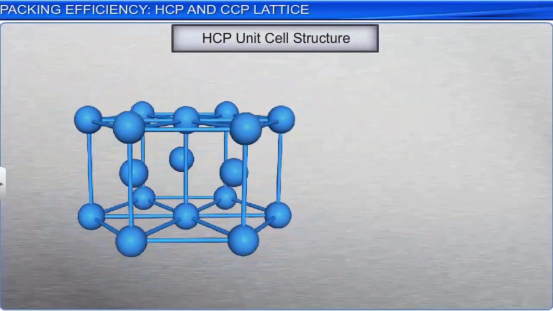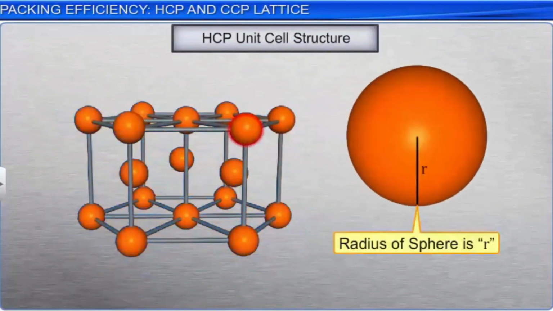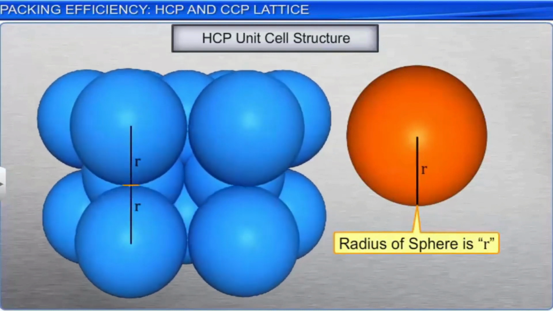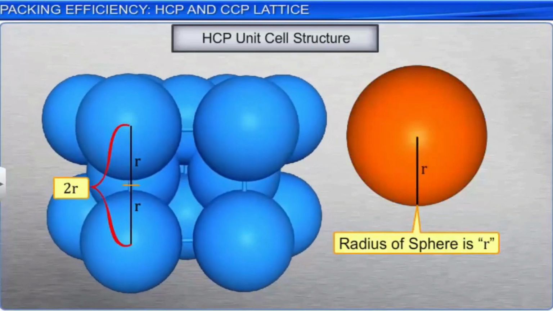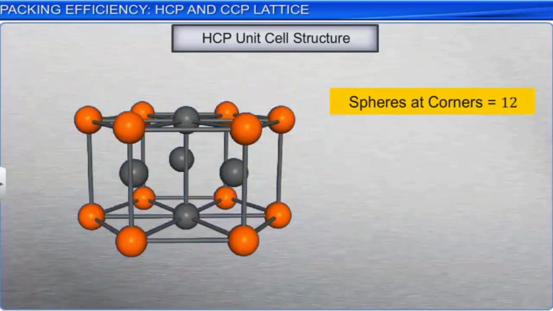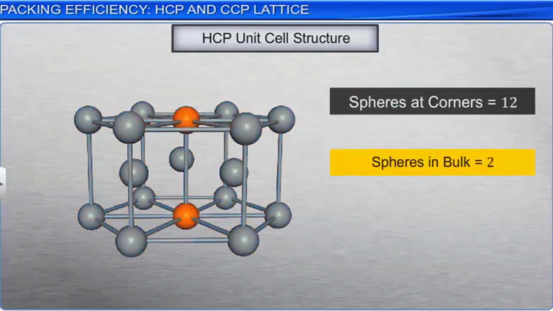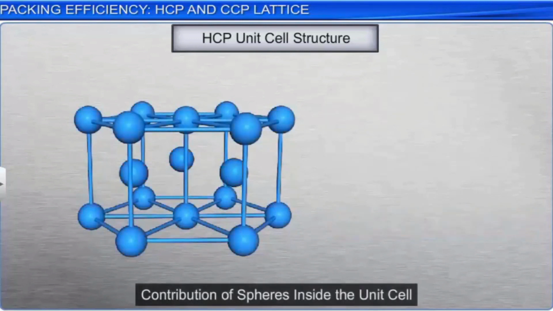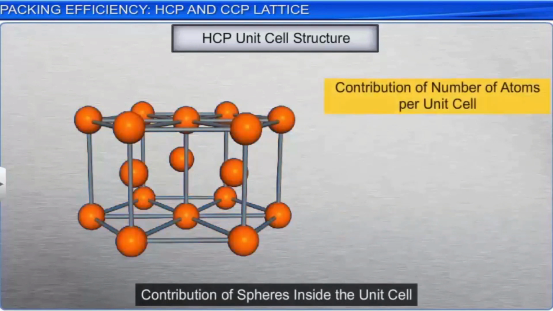Each unit cell has 17 spheres with radius r, and edge length of unit cell 2r. Among these, 12 spheres are at the corners of 2 hexagons, 2 spheres at the center of the 2 faces, above and below, and the remaining 3 in the middle of the unit cell as shown here. You can calculate how many atoms or spheres each HCP unit cell contributes.